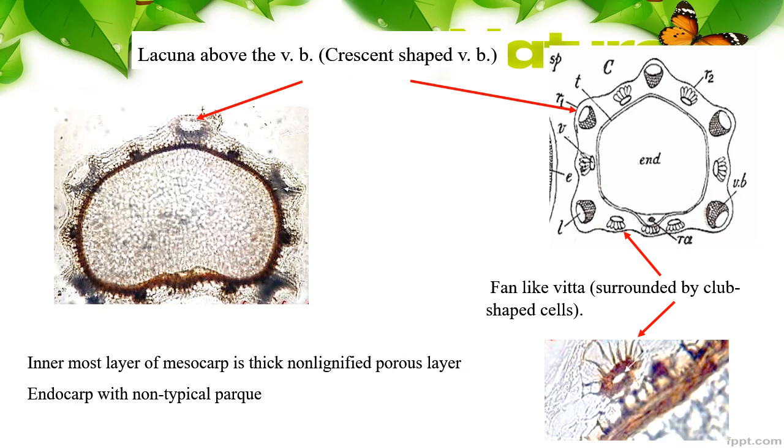The innermost layer of the mesocarp showing thick non-lignified cells with porous walls, giving the appearance of a porous structure. The endocarp showing non-typical parquetary structure.